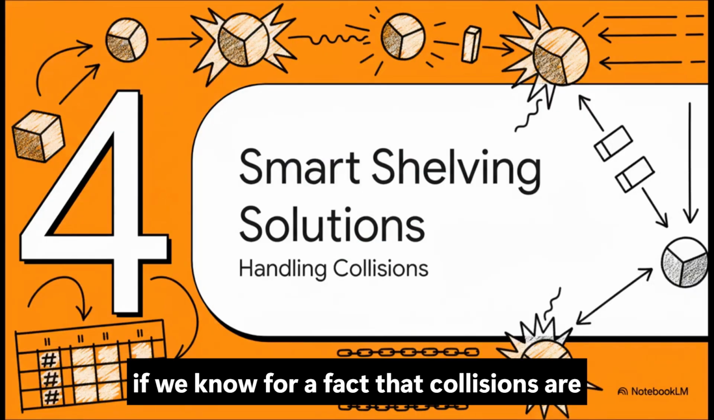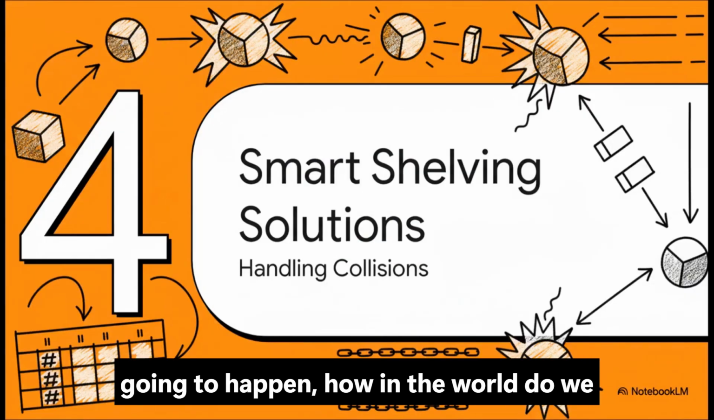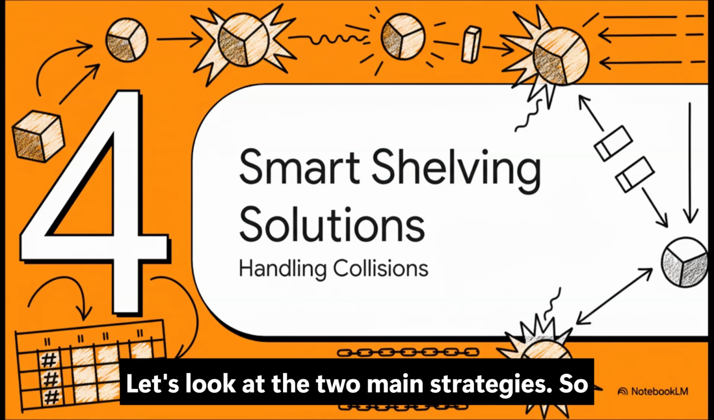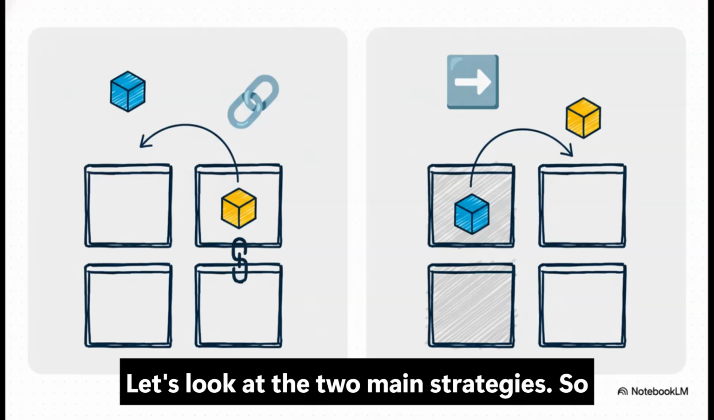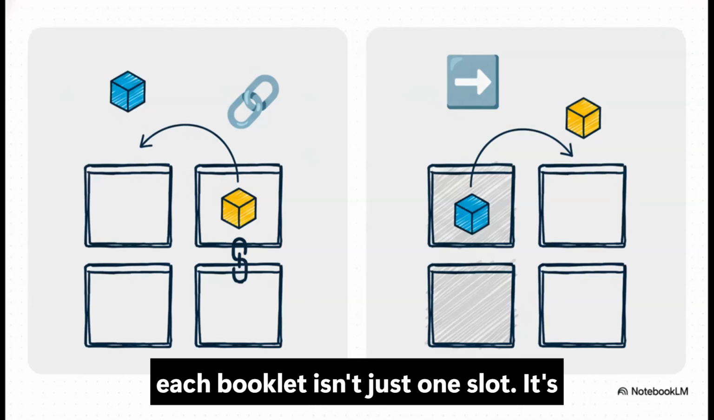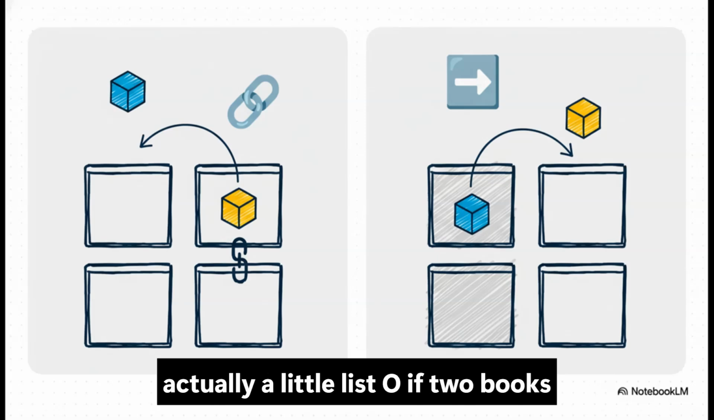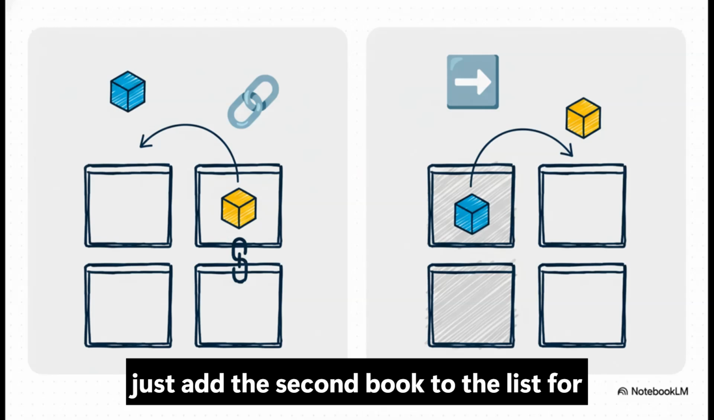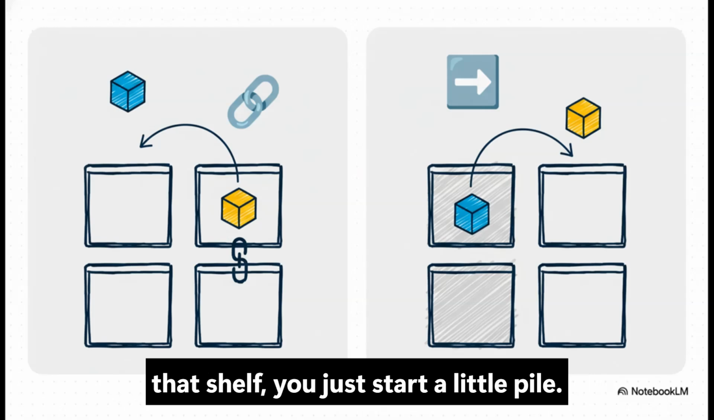Okay, so if we know for a fact that collisions are gonna happen, how in the world do we deal with them? Well, this is where computer scientists got really clever. Let's look at the two main strategies. On one hand, you have something called separate chaining. The idea here is that each bucket isn't just one slot. It's actually a little list. So if two books hash to the same shelf, no big deal. You just add the second book to the list for that shelf. You just start a little pile.